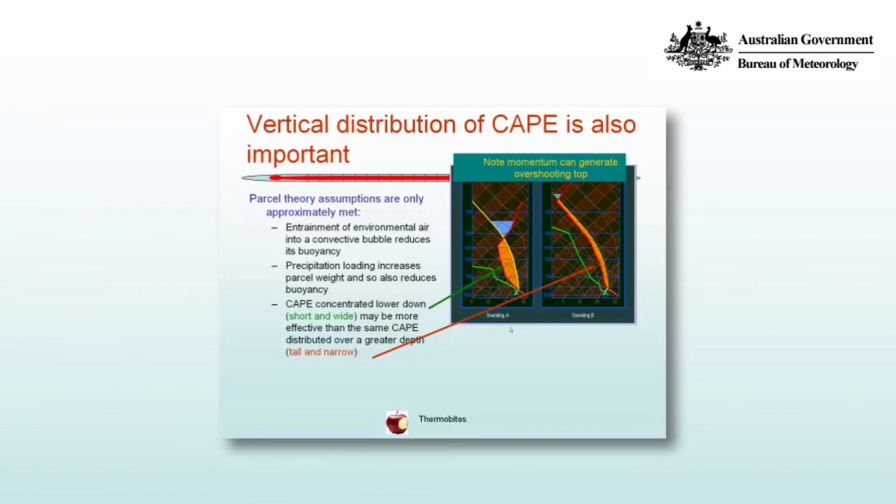Precipitation loading is the effect of liquid water's weight upon a parcel's weight, and that also reduces the buoyancy. All these things given, we also need to look at the vertical distribution of CAPE and not simply its total value. CAPE concentrated lower down in the environment while parcels are still accelerating, in other words a short and wide profile, may be more effective than the same CAPE that's distributed over a greater depth, tall and narrow, because of the effects of entrainment and precipitation loading.